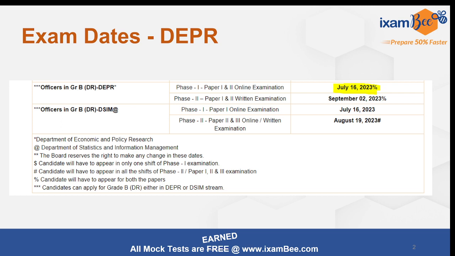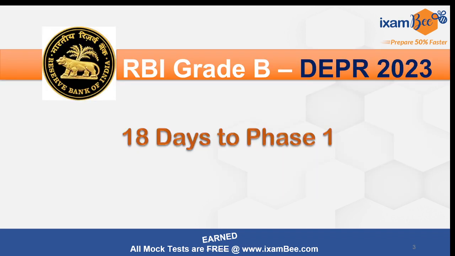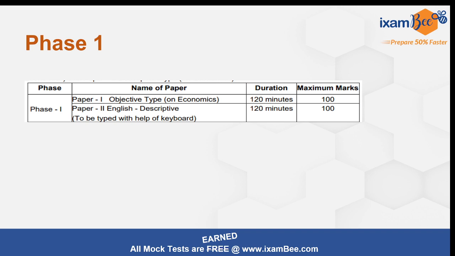The RBI DEPR exam phase 1 is going to be held on 16th of July, which will consist of your two papers, paper 1 and paper 2, and both of these will be held on the same date of July 16th, which leaves you with 18 days to your phase 1. In this particular video, I am going to talk about how you can spend these 18 days, what you should be concentrating on so as to strengthen your preparation for your phase 1 of DEPR exam.